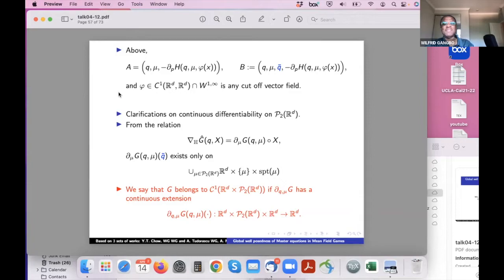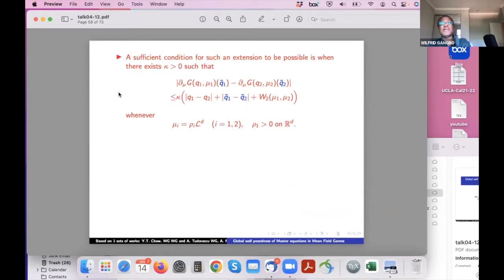A way to guarantee that this extension exists and is unique is, for instance, to assume that the Wasserstein gradient is Lipschitz with respect to the three variables, Q, mu, and Q tilde. If I take a measure mu which is absolutely continuous with respect to Lebesgue measure, with positive density, then the support of this measure is the whole R^d. And so the Wasserstein gradient is defined on the whole set R^d. If I have this uniform Lipschitz control, then there is a unique way to extend my Wasserstein gradient to the whole space. Inductively, we are going to define the higher order differential function.